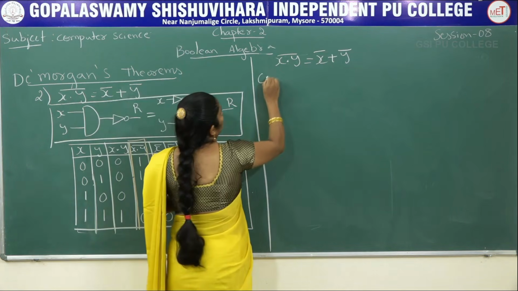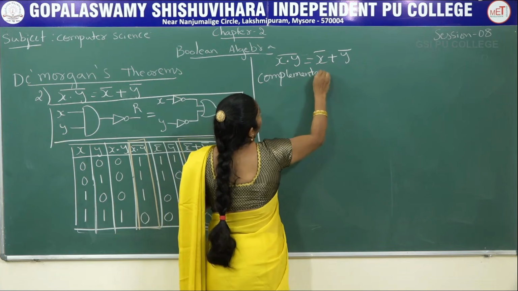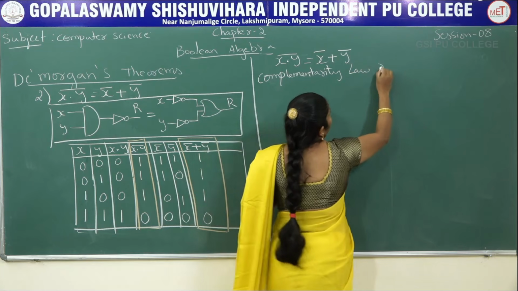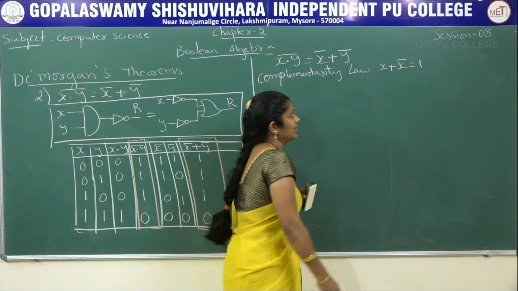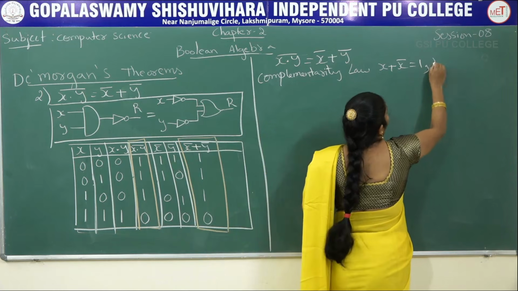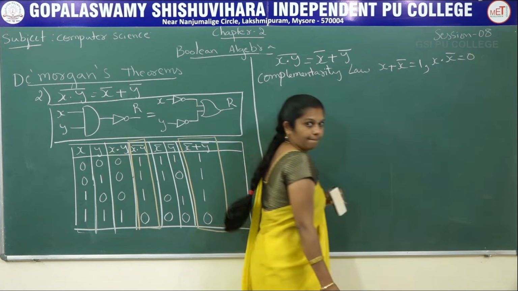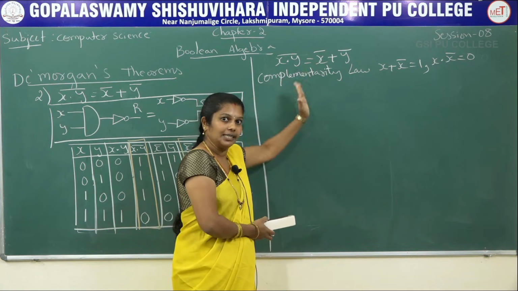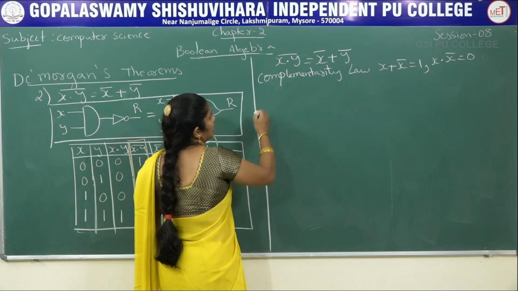Then we will take the complementarity law. Complementarity law, what exactly does it state? That is x plus x bar equals 1, the first postulate, and the second one states that x into x bar equals 0. Now is it clear? These two are the complementarity law. By using these laws, we will prove the De Morgan's concept. Then what is the next thing we will do?